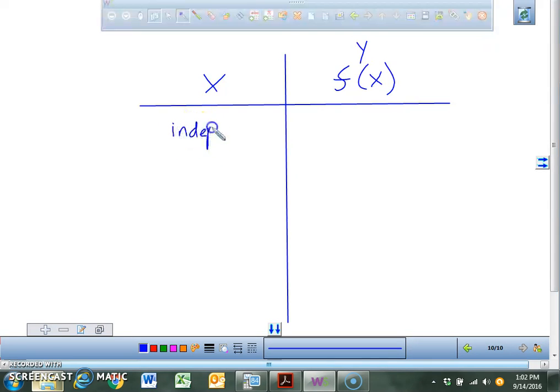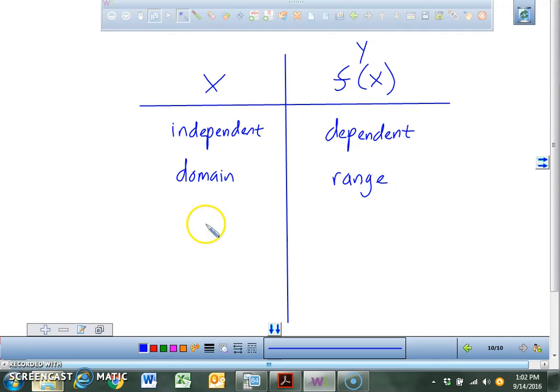Refer to your x's as your independent variables. Refer to f of x as your dependent variable. The set of all of your x values is considered to be the domain. The set of all of your y values is considered to be the range. x is your input. y is your output. You need to know which vocabulary words go with which. If you're talking about x, the domain is the set of all of your x values. One x value by itself is the independent variable.